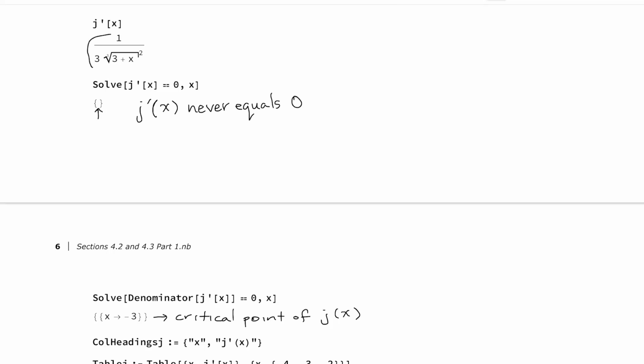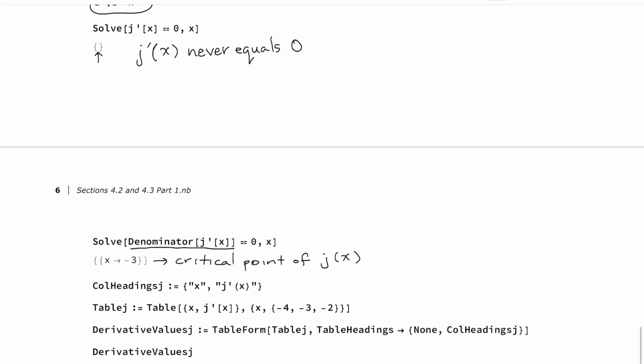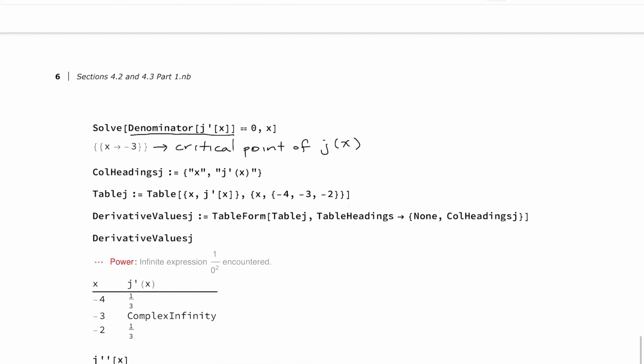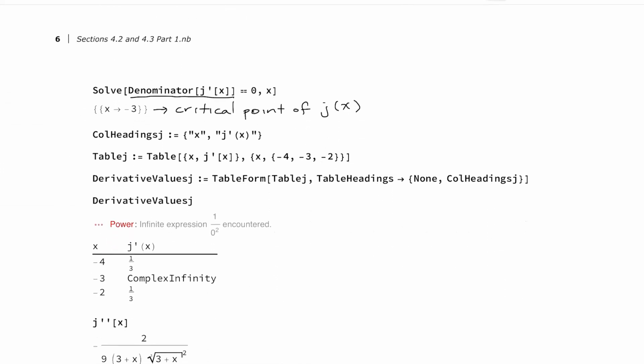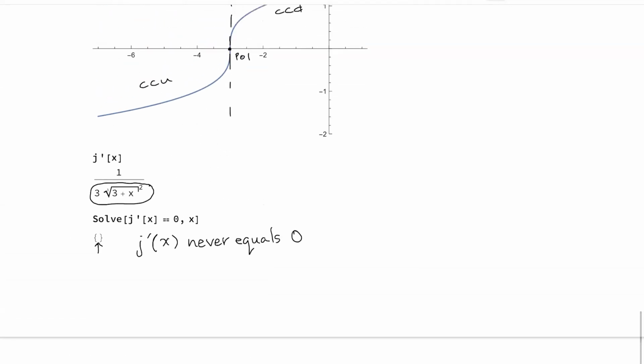Now, FYI, in this case, using the denominator call in the solve command worked. Sometimes that does not work, and you have to actually copy the expression. In future ones that you work on, you may have to copy and paste this expression in place of the denominator of j prime of x. I have found that sometimes the denominator and numerator commands work inside the solve command, and sometimes they don't. So just be aware.